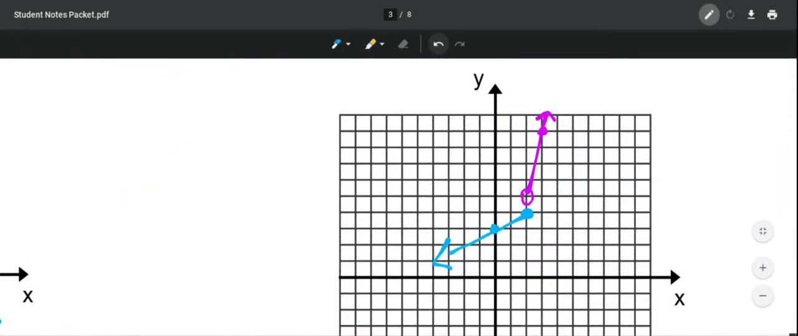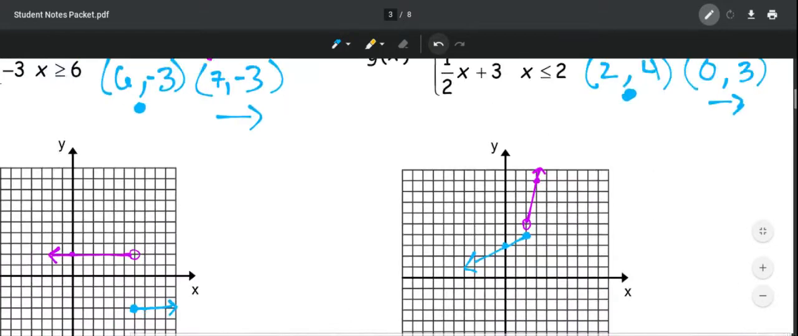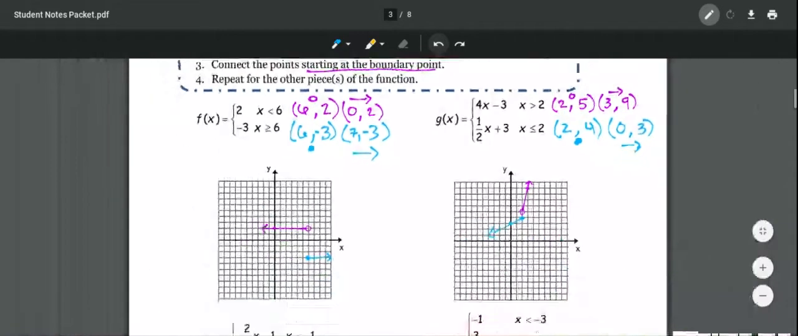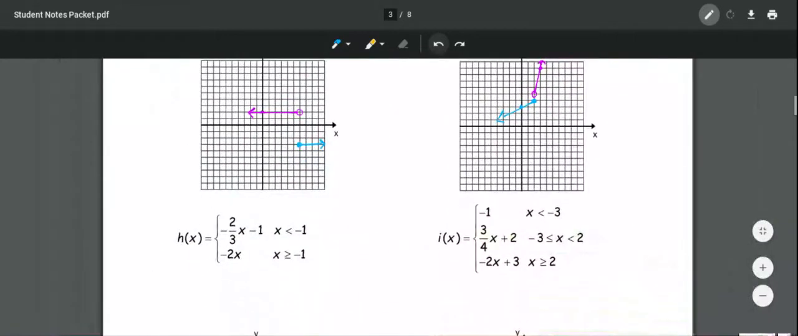So instead of going from the boundary point to your point, you went from your point to the boundary point. We always start here, always start here, then go towards the arrow. Okay? So that's a big common mistake.